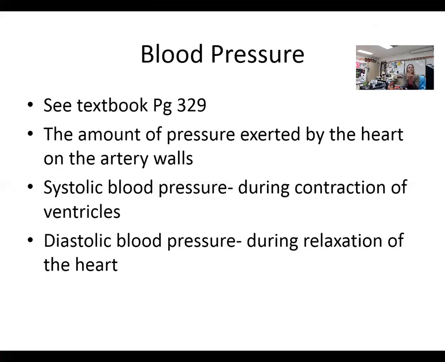So there's two numbers. You guys have seen blood pressure before. You know, normal blood pressure is like 120 over 80. Okay, systolic blood pressure is during the contraction of the ventricles of the heart. So it's when the heart is squeezing. So that is going to be your higher number. That's the number that's on top when you're looking at a blood pressure. Diastolic is the pressure in the arteries that remains even when the heart is relaxed. Okay, so that's the lower number. So if you're looking at 120 over 80, 120 would be the systolic blood pressure, 80 would be the diastolic blood pressure.